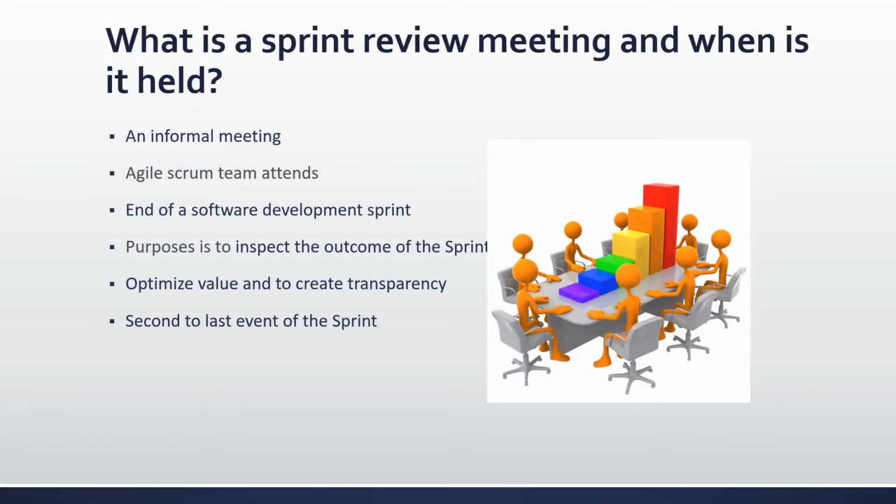So what is a sprint review meeting and when is it held? A sprint review is an informal meeting that the Agile Scrum team attends at the end of a software development sprint. The entire Scrum team and the key stakeholders are invited by the product owner. The purpose of the sprint review is to inspect the outcome of the sprint and determine future adaptations. The sprint review serves to optimize value and to create transparency between the Scrum team and stakeholders over the product backlog and the product increment.